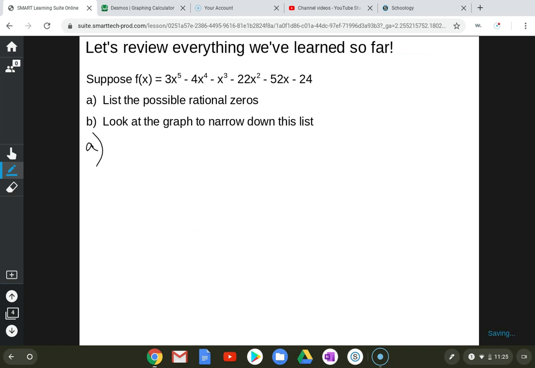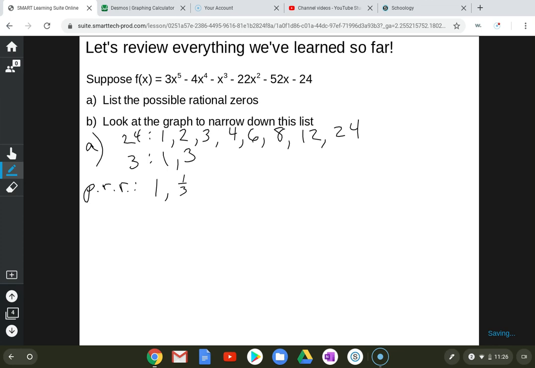So we're going to start by listing the possible rational zeros. Our factors of 24 are 1, 2, 3, 4, 6, 8, 12, and 24. Oh my goodness, there's going to be a lot of possible rational roots. Just 1 and 3 for the leading coefficient. So our possible rational roots would be 1 over 1, 1 over 3, 2 over 1, 2 over 3, 3 over 1. Now 3 over 3 is just 1, so we don't have to write it again.